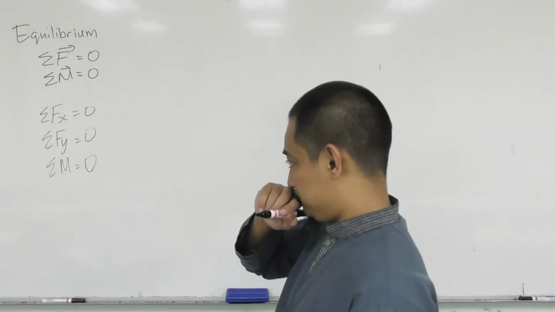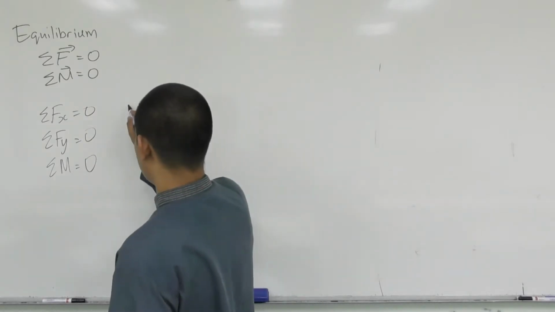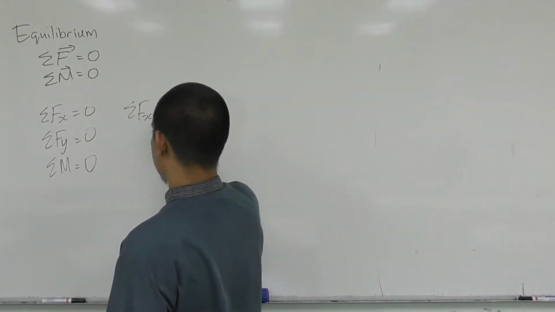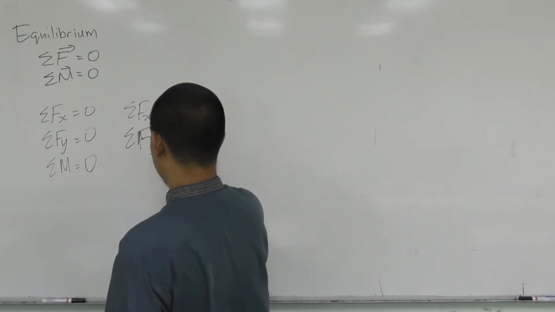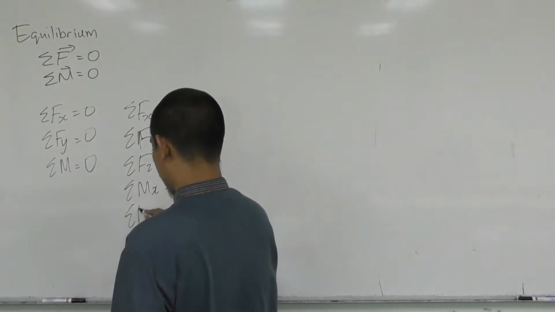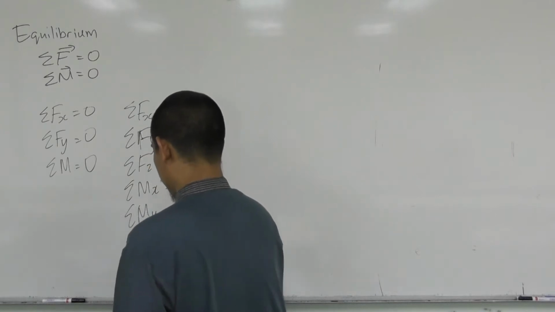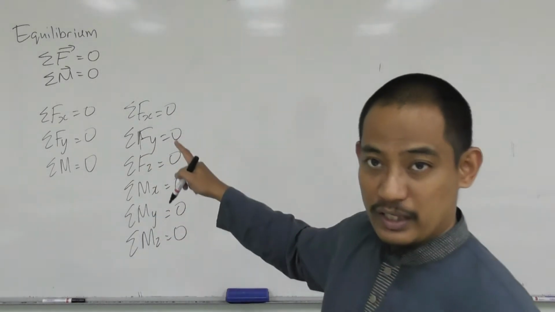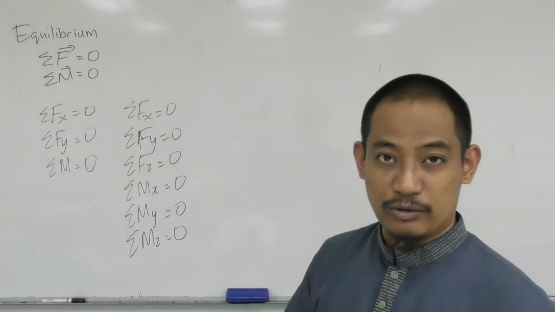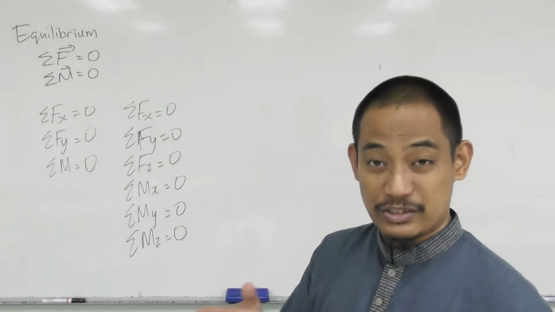For a 3D problem, 3D free body diagram, then you have summation of fx equal to 0, summation of fy equal to 0, summation of fz equal to 0, summation of moment x equal to 0, summation of moment y equal to 0, summation of moment z equal to 0, right? So you'll have 6 equations in total and 6 unknowns in total that you can solve for each free body diagram, right?